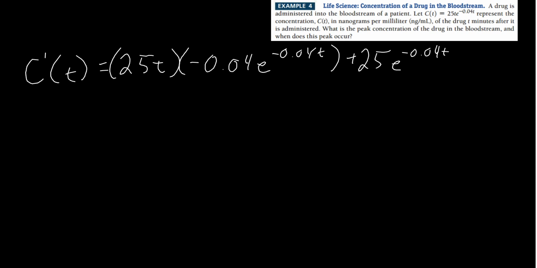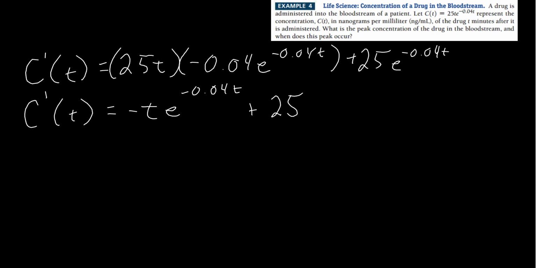Let's polish this up a little bit. What is 25 times the negative 0.04? It should be negative 1. So we're going to have negative t e to the negative 0.04t, and then plus. We didn't really have to polish up too much there. All right, so that was it.